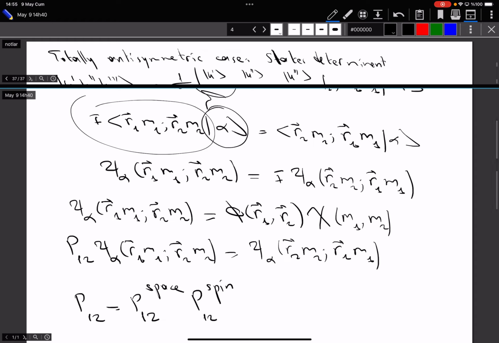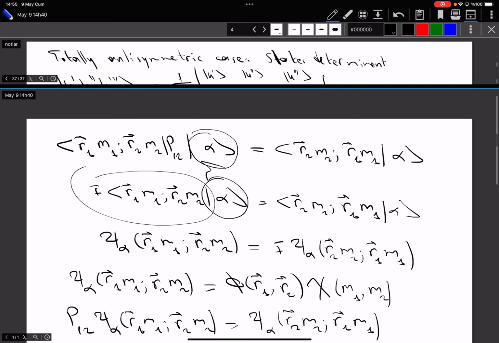Which one? Because P12 acting on alpha is plus or minus alpha. No, you see, alpha is a state of two fermions. It tells me that any state of two fermions or bosons, if they are fermions, if you exchange the two particles, it should change sign. If it's bosons, it shouldn't change sign.